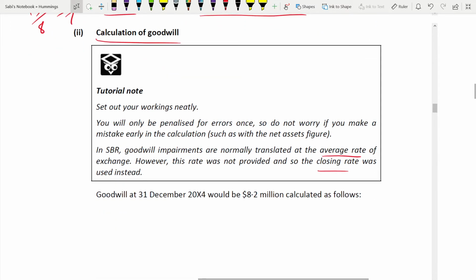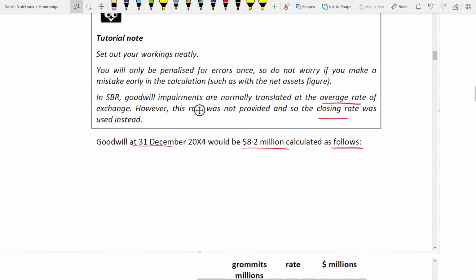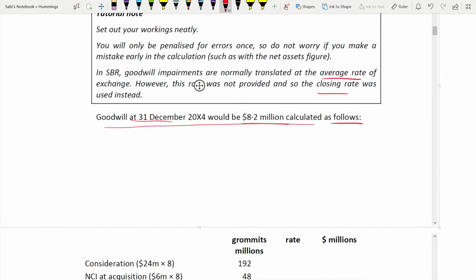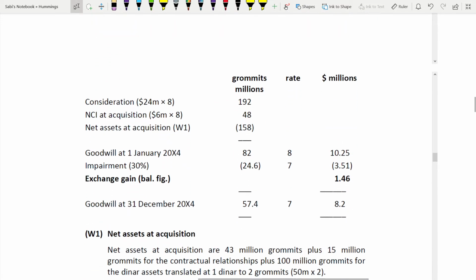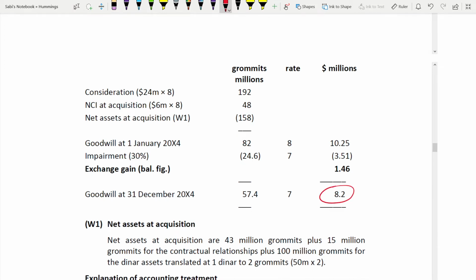So goodwill at this date is this much, calculated as follows. Always, once you calculate, keep one line space and write the amount of goodwill, because the requirement asked you for that. Calculation you can show after that. Okay, one line only you have to leave and show the calculation. Okay, how 8.2? It is this 8.2. Then show the calculation.